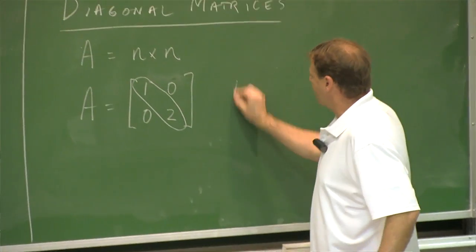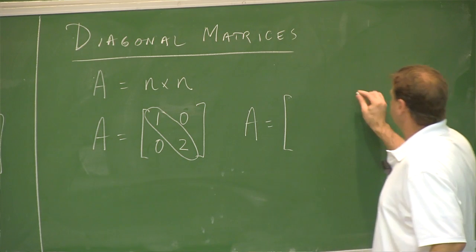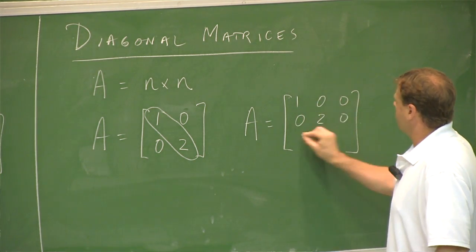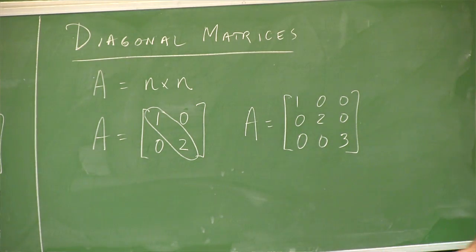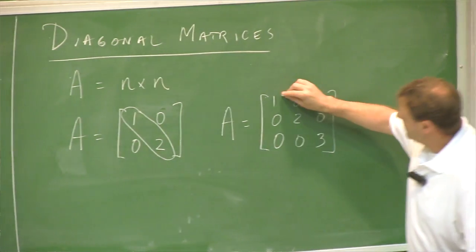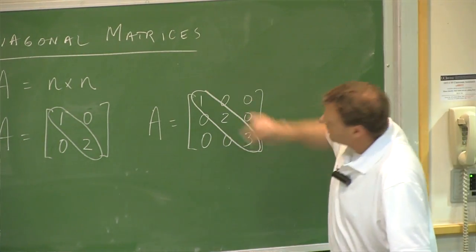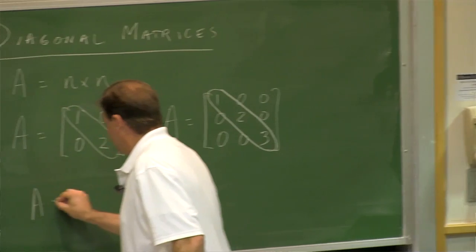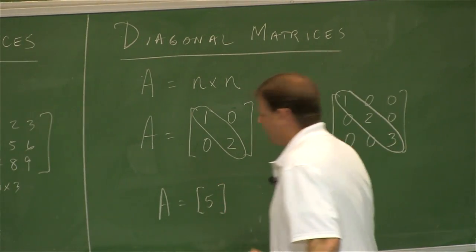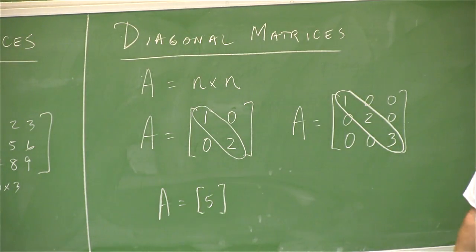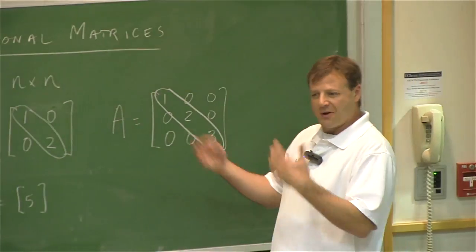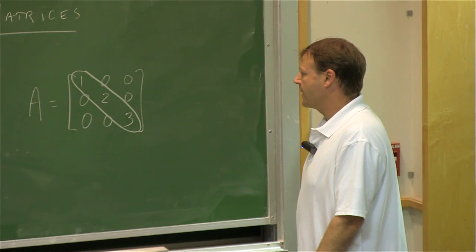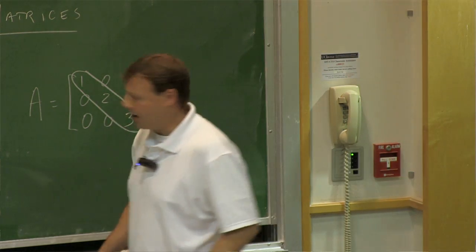And then we could have a larger one. A is 1, 0, 0, 0, 2, 0, 0, 0, 3. That's also a diagonal matrix. And there's the diagonal. And then let's have one, A equals 5. That's a diagonal matrix. It's a ridiculous one. It's not really interesting, but as long as we're looking at it, we might as well look at the most trivial examples. These are all diagonal matrices, and what do they have in common?